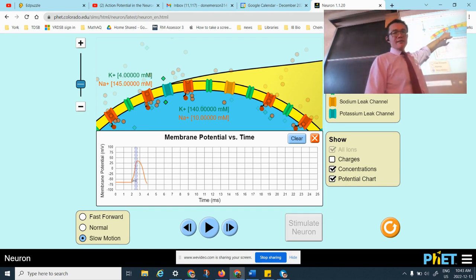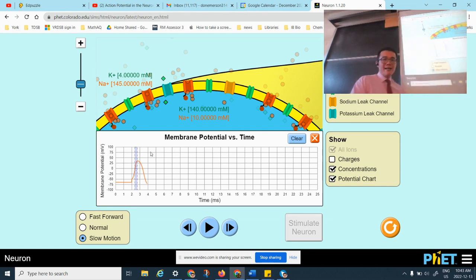As you can see on this graph, it is climbing up. But these potassium gated channels are not open yet, so there's no real movement of potassium ions, okay? When that graph is moving up, it's just sodium ions rushing inside.